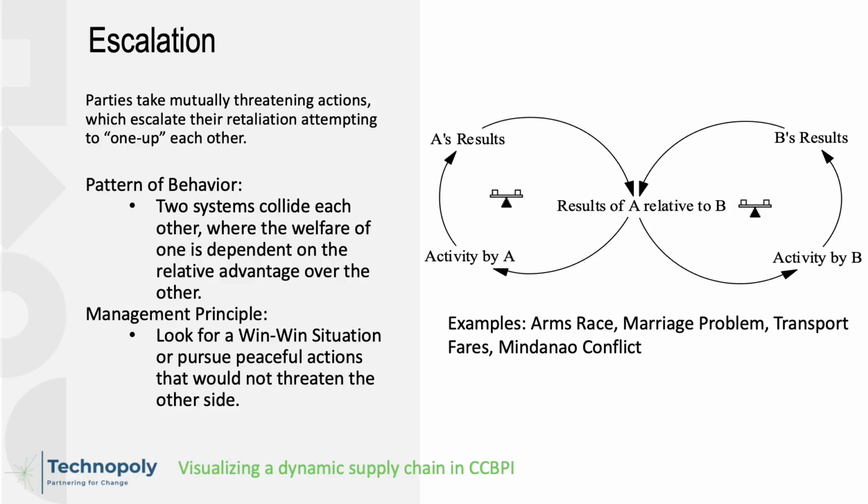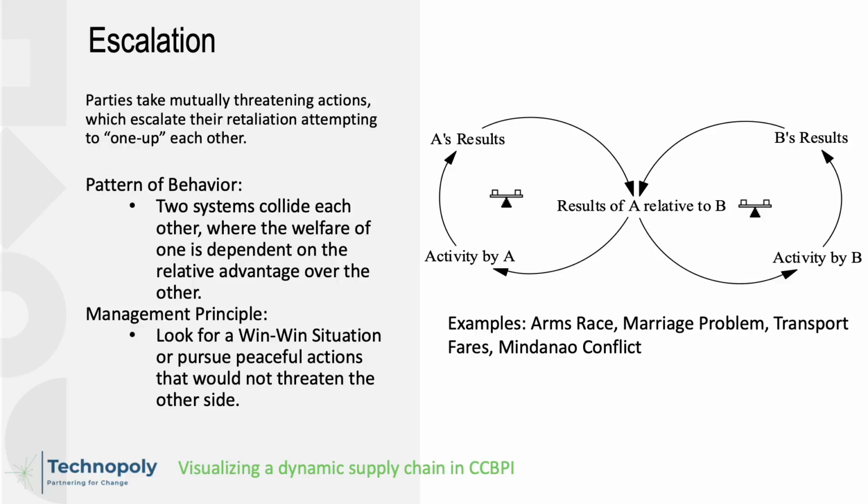The fourth archetype is called escalation. Escalation oftentimes manifests itself when there are competing systems or units in a system, where these units or parties tend to take mutually different actions that can threaten the other side. And because there is a threatening result of the actions, the effect of the actions of the two parties escalates the other person or the other unit's attempt to do something to one up or to be able to do one over the other.